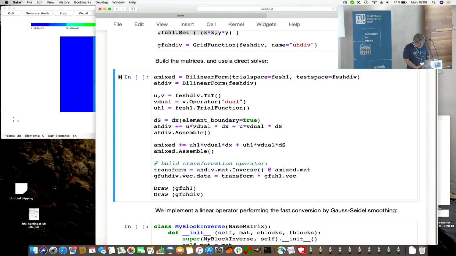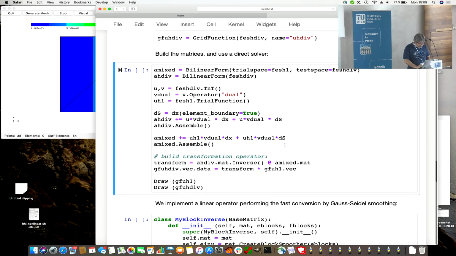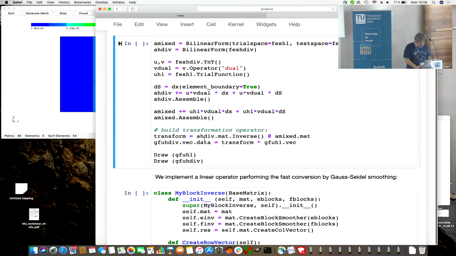Dual operator, the same left-hand side matrix, AHDiv, the mixed matrix with its dual functions on element integrals and element boundary integrals. Now we remember the HDiv has just degrees of freedom on the element and the edges, no codimension 2 degrees of freedom. We have just two terms here. We have two matrices, and the transformation from one space is the inverse of the first one composed with the matrix of the other one.